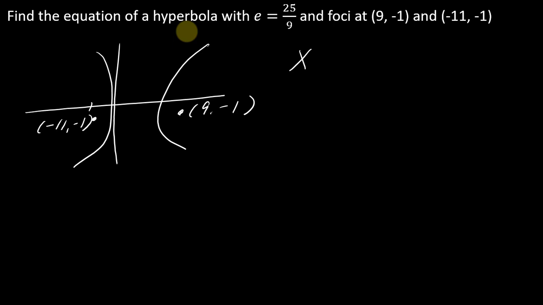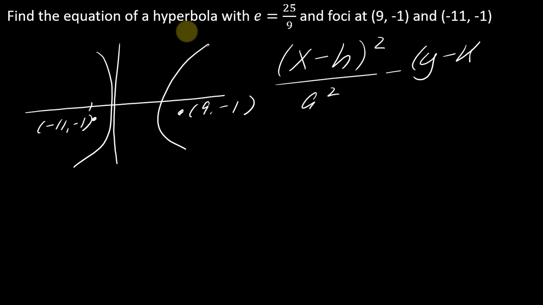So that tells me that I'm going to have (x minus h) squared over a squared minus (y minus k) squared over b squared equals 1. Okay, so probably the next thing we'd want to do here is figure out the center of this hyperbola. So let's see. Let me just get rid of these little fake arms I put in.